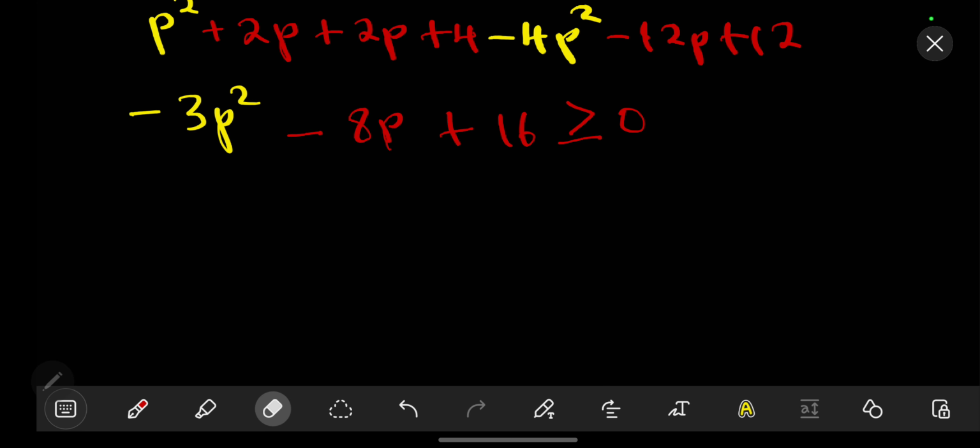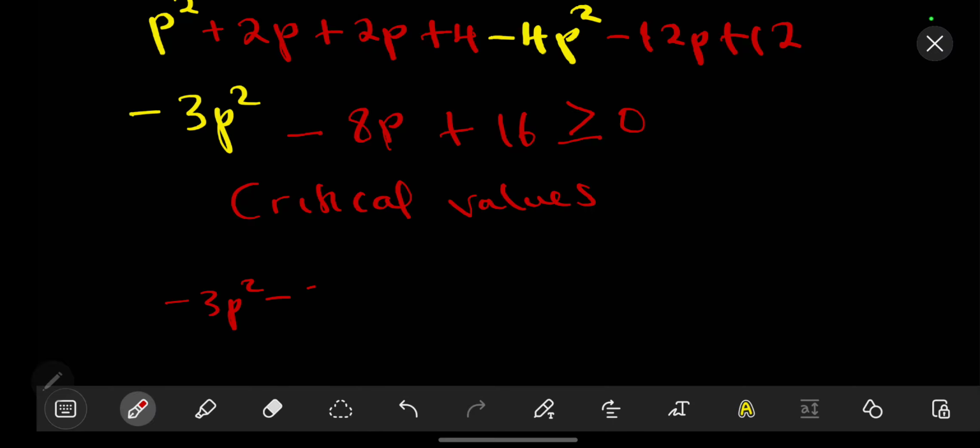That simply means we are going to find our critical values. Critical values are the zeros of the equation. So we just take this equation, negative 3p squared minus 8p plus 16, and equate it to 0 to find the critical values.